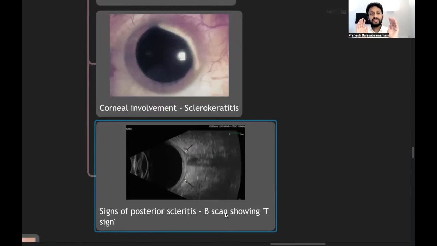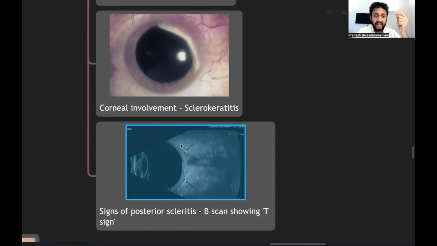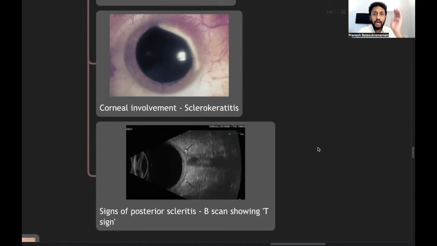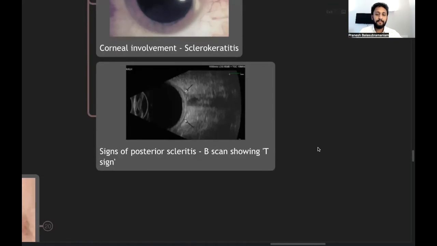Sometimes the posterior sclera can also be involved, what you call posterior scleritis. In that case, inflammatory fluid collects in the subtenon space. So on B scan, you will see the so-called T sign: the collection of fluid in the subtenon space, along with the optic nerve head shadow, looks like a T. So it's called the characteristic T sign that you will see in posterior scleritis. So always do a B scan when you suspect one.